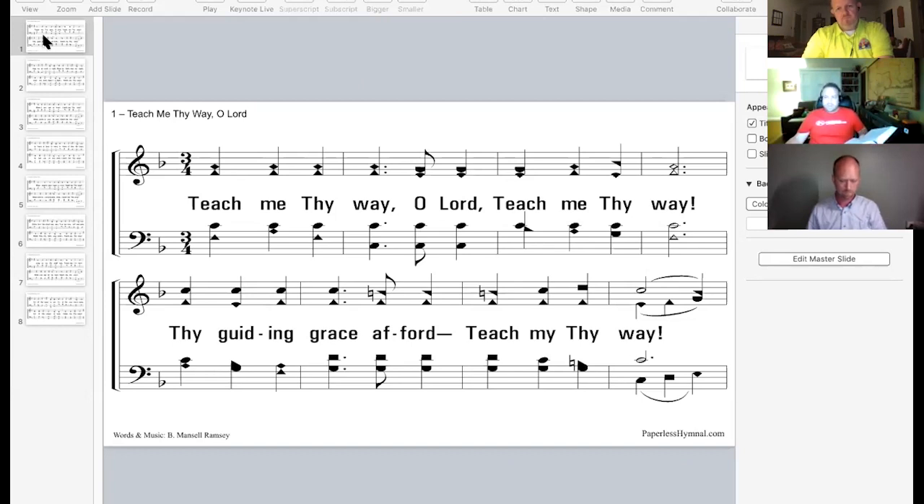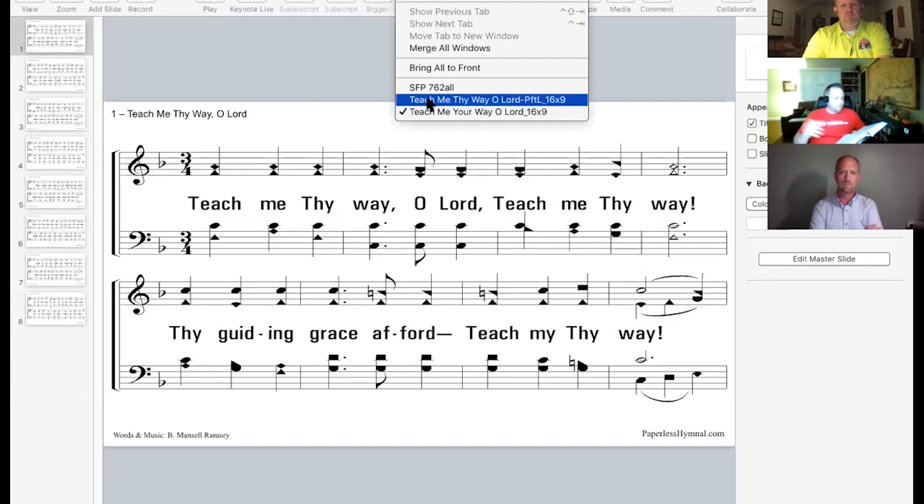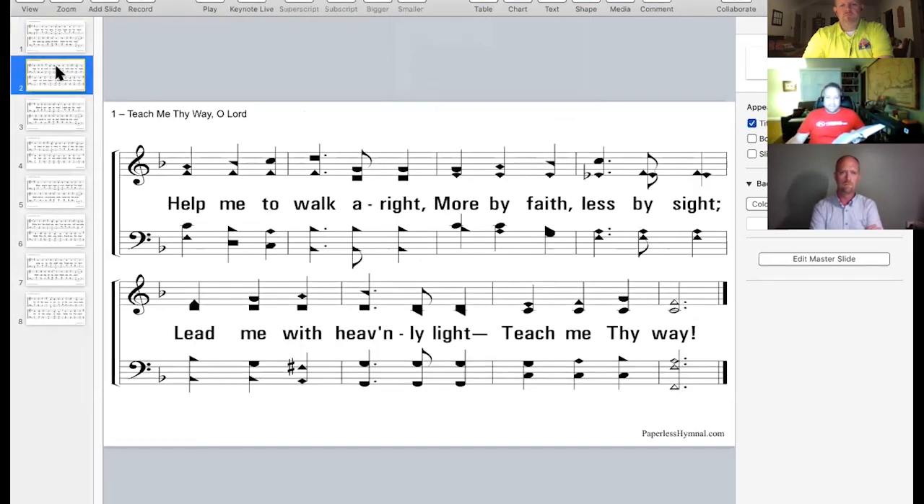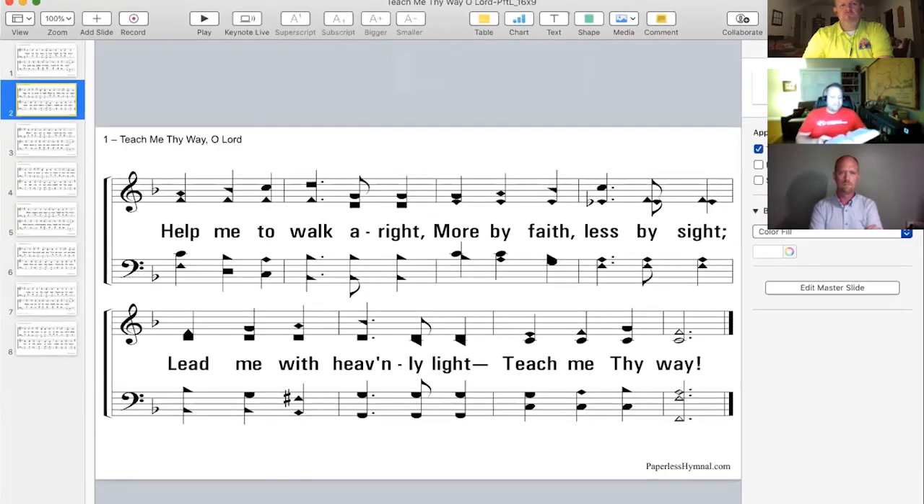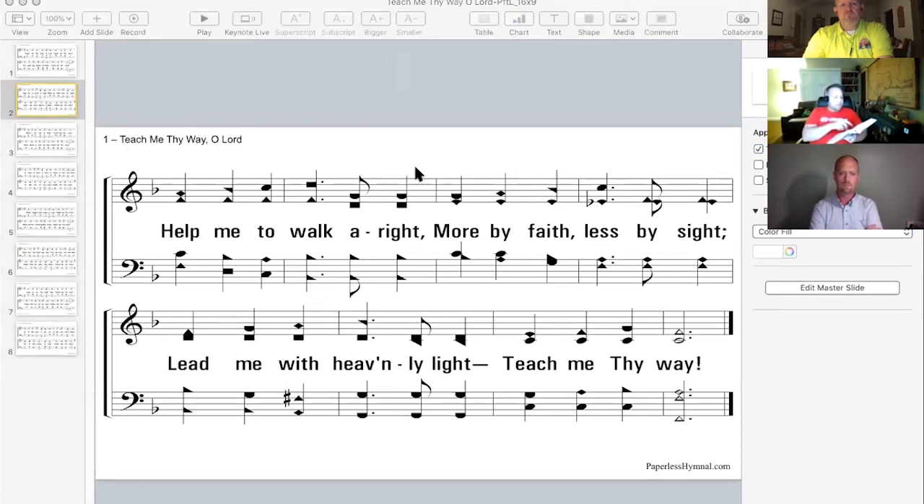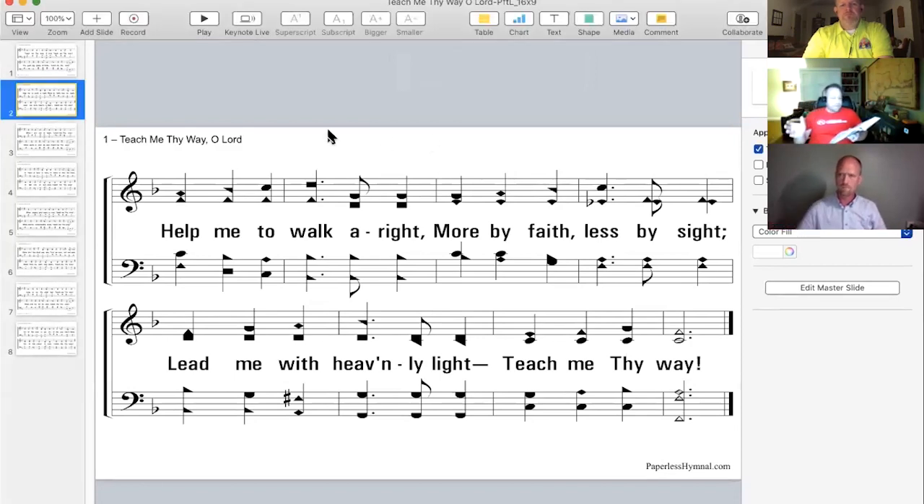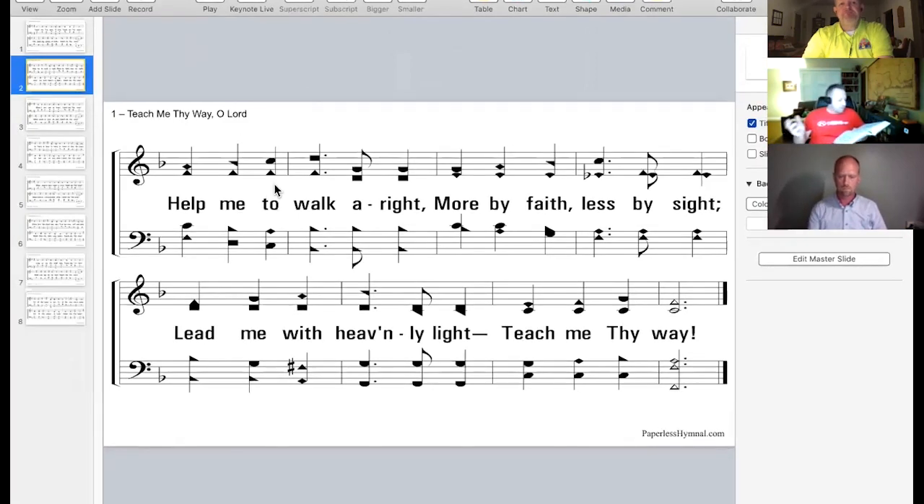So, like any good hymn, there's scripture references all throughout. And this one, I love especially this line, help me to walk aright, more by faith, less by sight. That's a reference, I think, to 2 Corinthians 5. And the interesting thing, the way that they use the word walk aright, that's not a word I necessarily use every day, but then, this was written 100 years ago, so maybe that was more common in vocabulary then. But in the context of the scripture, it's not just talking about good posture.